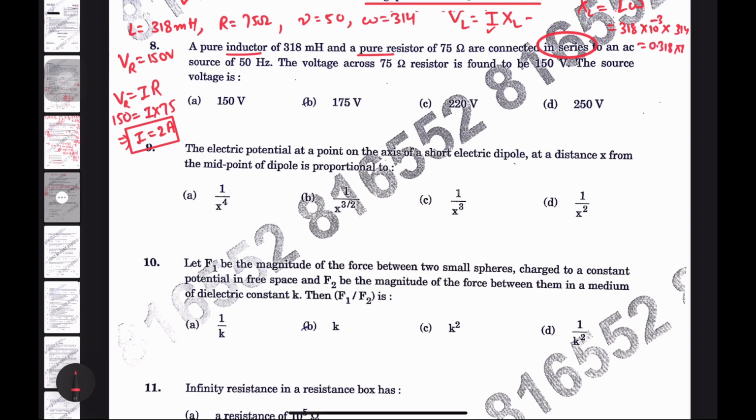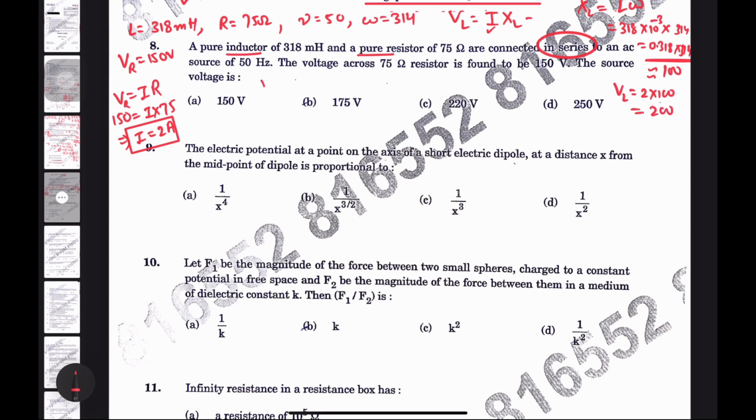0.318 multiplied by 314. Here comes a difficult part, where you have to invest a little more time in order to find it. So I'm going to use a shortcut once again. The answer is nearly equal to 200. Therefore voltage across the inductor is equal to 2 multiplied by 100, which is equal to 200.